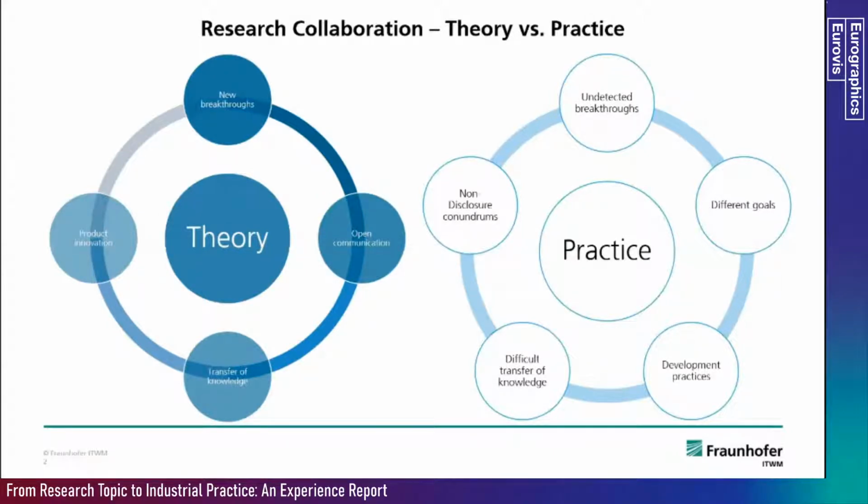In practice, research results often go undetected. The goals of the research community and the industry community are completely different. Development practices are also completely different and frequently very hard to combine. When it comes to the transfer of knowledge, it seems like the parties involved sometimes speak the same language but don't really understand each other. And then, above everything, something that we are all familiar with and have had to go through at some point: the non-disclosure conundrums. What may or may not be said, what may or may not be made public, and what are we actually allowed to publish. So we go through all the research, we do the work, we make it happen, and then it's very difficult to actually publish the results and the data to make them verifiable.